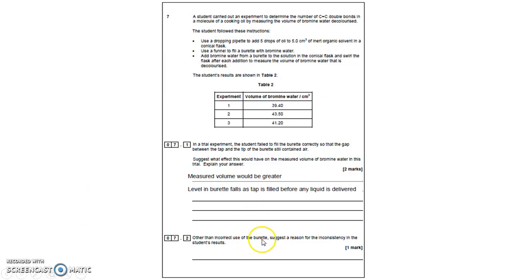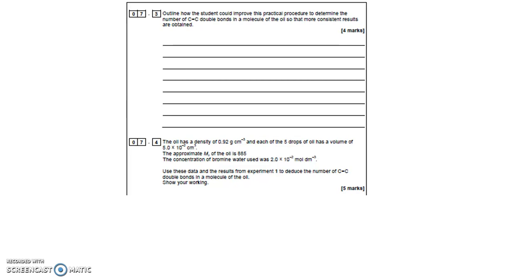Other than the incorrect use of the burette, suggest a reason for the inconsistency in the student's results. I really don't like using a drop-in pipette here. A drop-in pipette is not an accurate measure of anything. It doesn't measure volume accurately because the drops that come out of a drop-in pipette are all kinds of different sizes. The drop sizes vary from a drop-in pipette, not a good measure of volume at all.